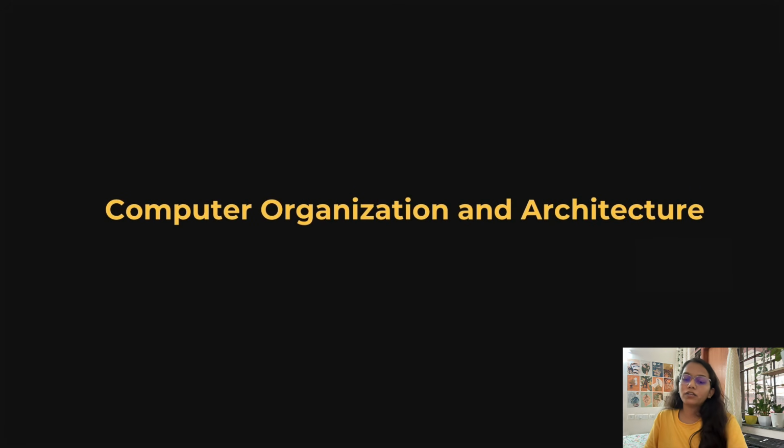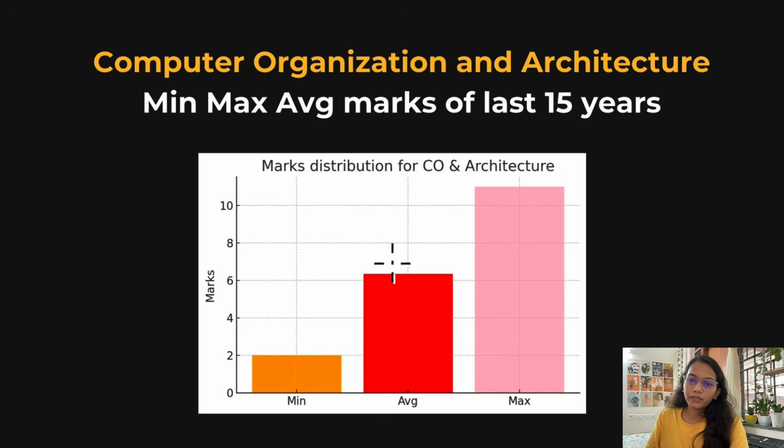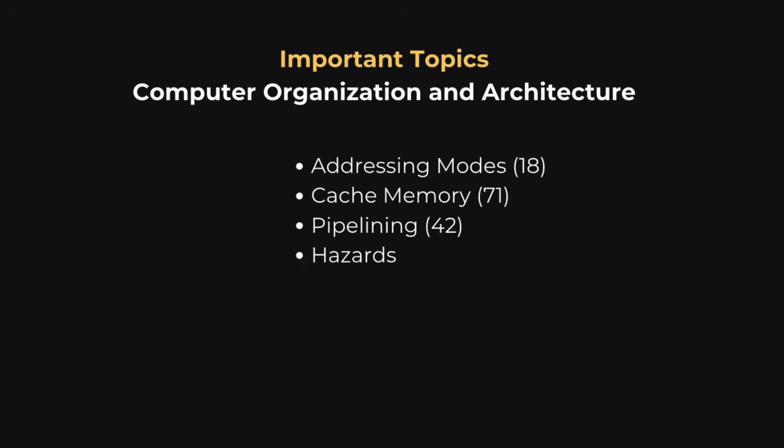The next is computer organization and architecture. This is the marks distribution for COA. You can see on average 6 to 7 marks are there from COA every year. Also, the maximum you can see is 11 marks from COA. So these are the important topics from COA. The first is addressing mode. This is an easy topic that you can study. You have to study about the addressing modes, such as direct mode, indirect mode, etc.